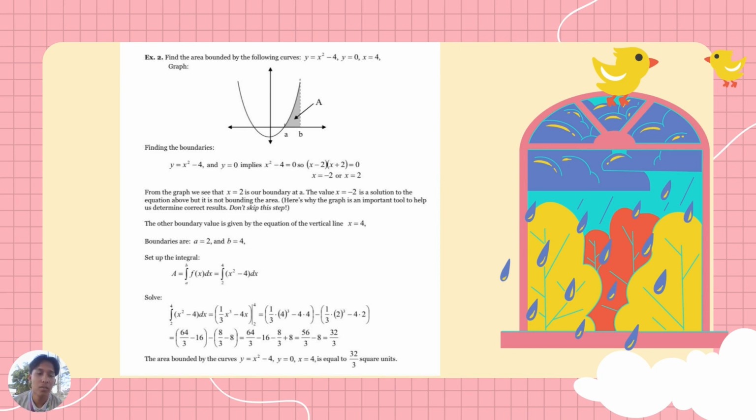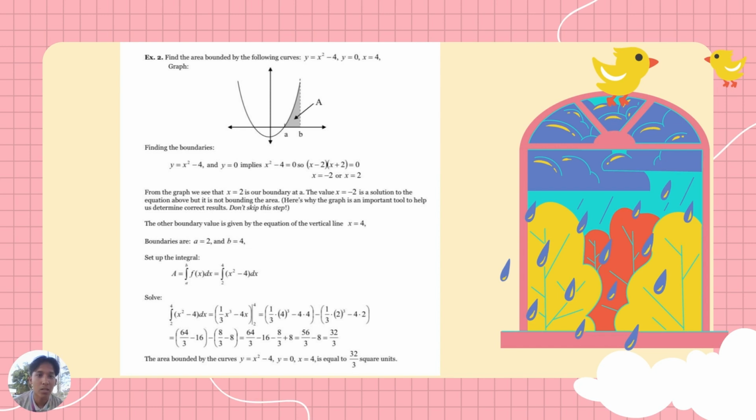Finding the boundary, y equals x square minus 4 and y equals 0 imply x square minus 4 equals 0. So (x minus 2)(x plus 2) equals 0, x equals negative 2 or x equals 2. From the graph, we see that x equals 2 is our boundary at A. The value x equals negative 2 is a solution to the equation above but is not bounding the area. Here is why the graph is an important tool to help us determine the correct result, so don't skip this step.